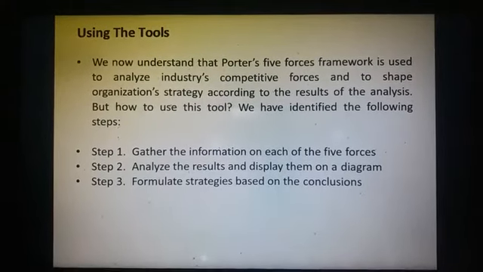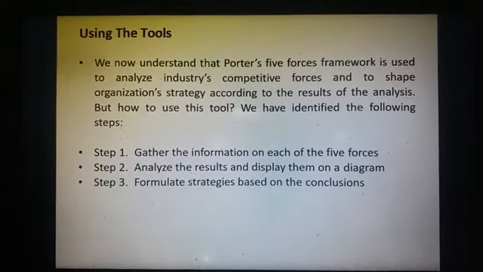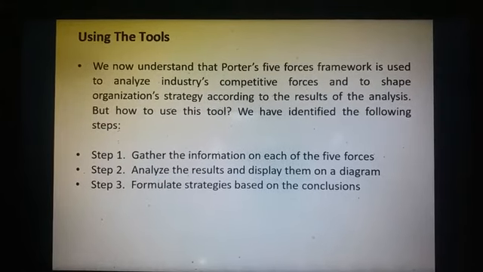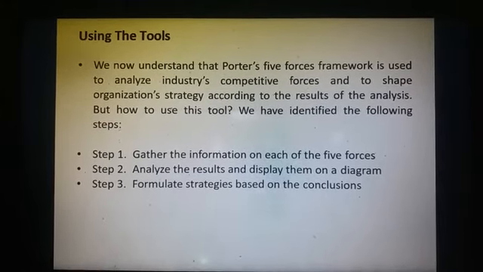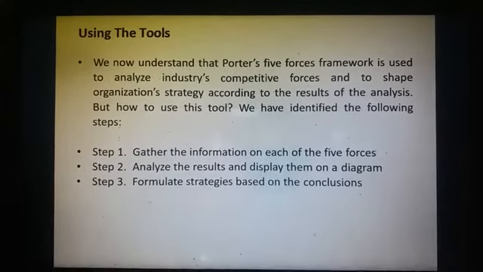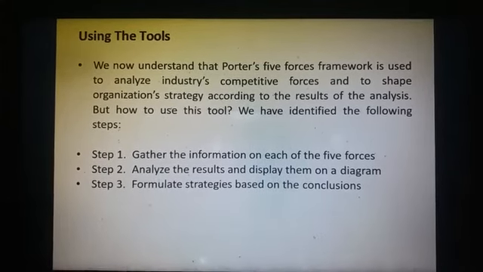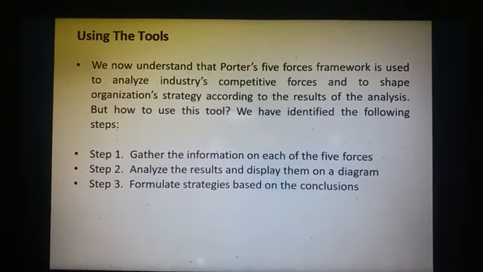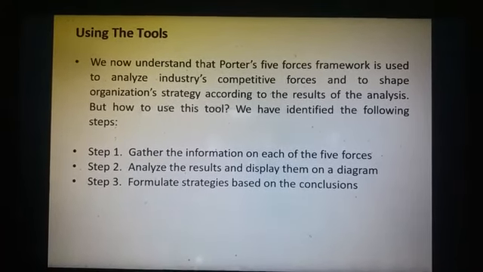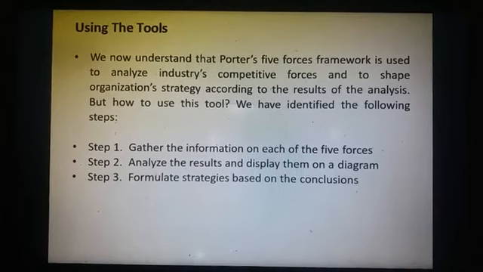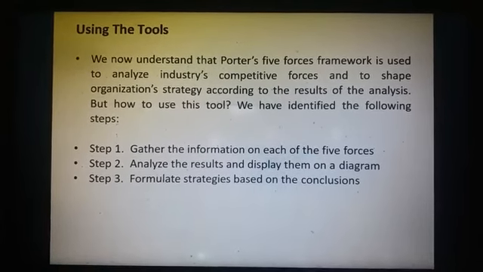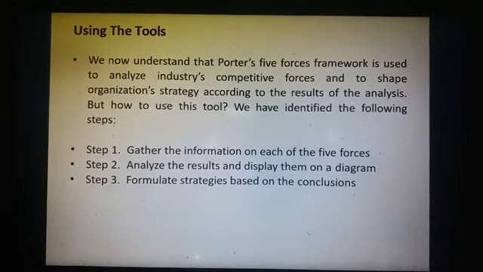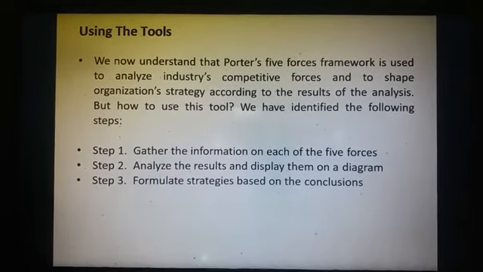How to use the tools. We now analyze how the Porter's Five Forces framework is used to analyze the industry's competitive forces and to shape the organization's strategy. Step 1 is to gather the information on each of these five forces, get the information, make an analysis, display the results on the diagram on the basis of the analysis, and then formulate strategies based on the conclusions which are derived.